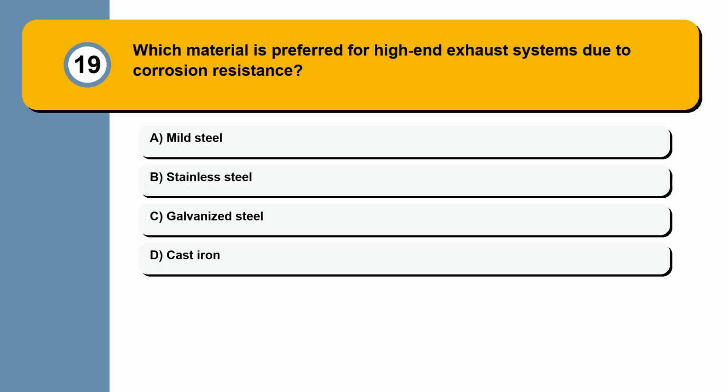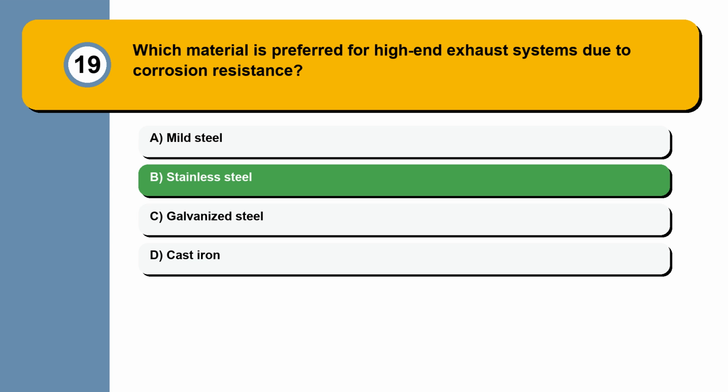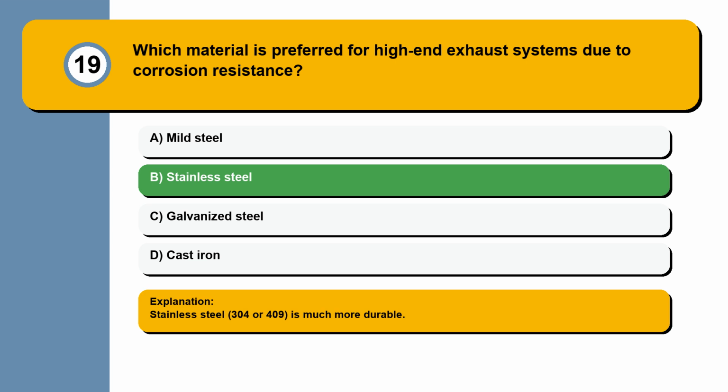Question 19. Which material is preferred for high-end exhaust systems due to corrosion resistance? Mild steel, stainless steel, galvanized steel, cast iron. Stainless steel, 304 or 409, is much more durable.